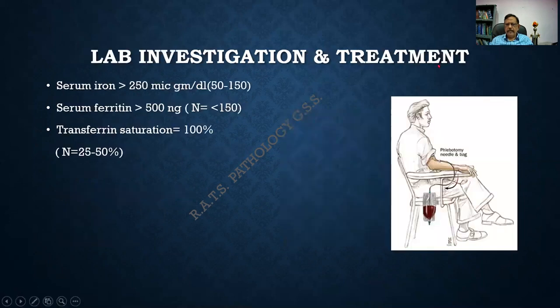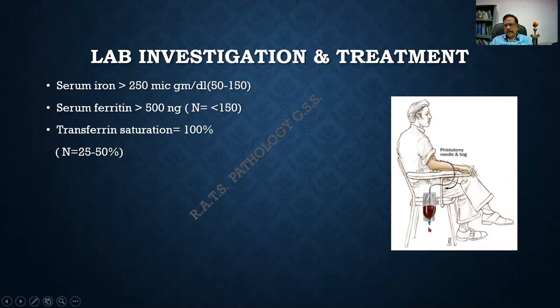And what can be the treatment for it and the investigations? Serum iron you look for. You find that there is an increase in the serum iron, 250 micrograms or more, and this is a normal value. Serum ferritin is also increased. Normal is about 150. Here it can be more than 500 nanograms. Transferrin saturation. It is totally saturated, 100%. Normal is about 25 to 50%. Please memorize this. As I had mentioned earlier, this can be useful for iron deficiency anemia, for thalassemia, or for hemochromatosis.